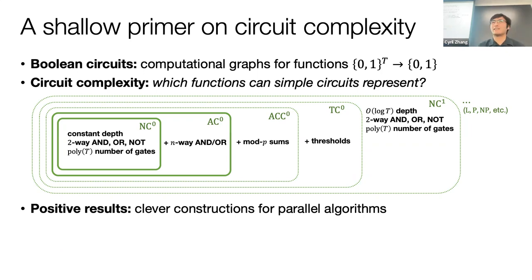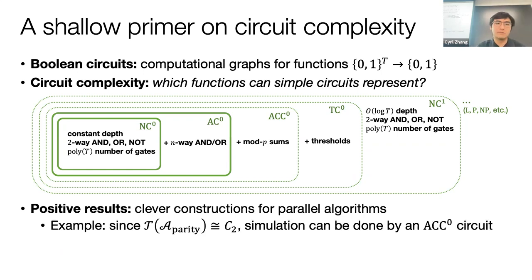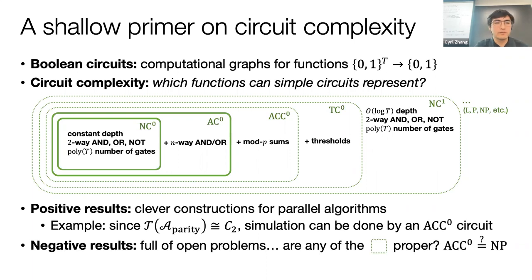The positive results tend to be non-trivial constructions for parallel algorithms to solve some task like integer division. An example in our trivial case: since we noticed that the transformation semigroup of the parity semi-automaton is isomorphic to the cyclic group of order two, this entails that simulation of this semi-automaton can be performed by an ACC zero circuit, right? Just given a mod two global gate.